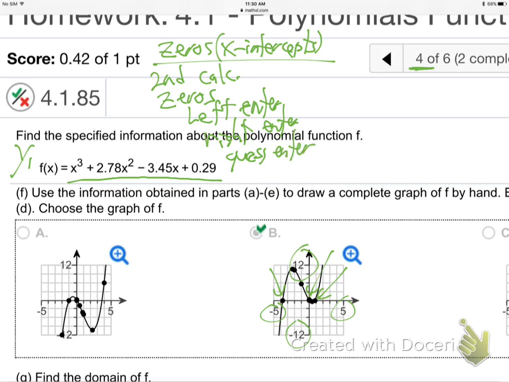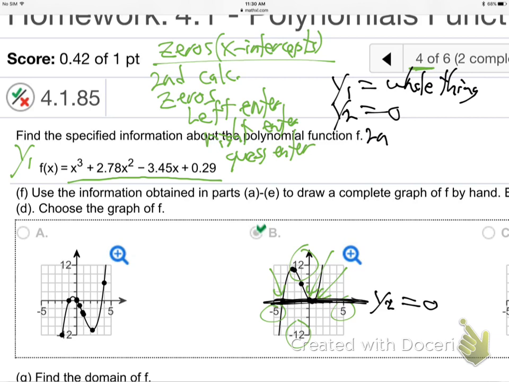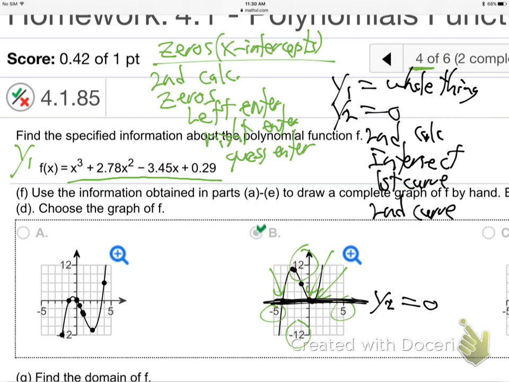You know what you could do that's actually easier? A little bit easier on the TI is you could let y1 equal the whole thing. I don't want to write it all out, the whole thing, and just let y2 be 0, because then y2 is the x-axis. This is y2, 0, and then just do second, calc, and intersect. It's a little easier because you don't have to go left, right, and all that. You just hit enter, because it'll go first curve, second curve. You don't even have to move it.